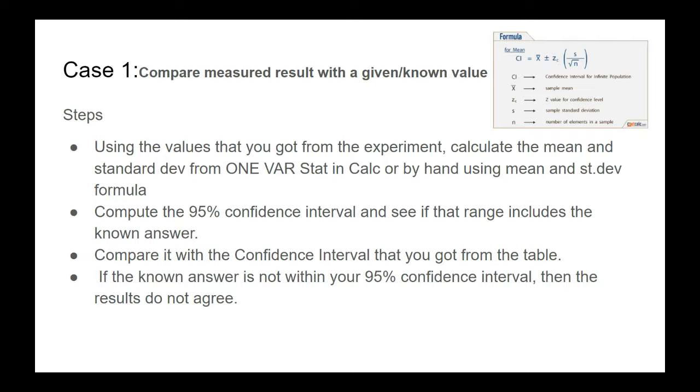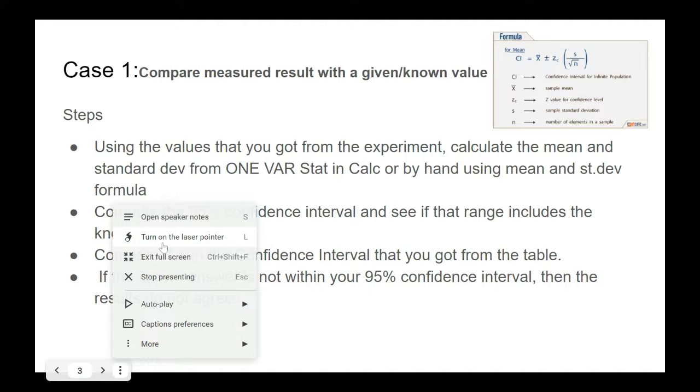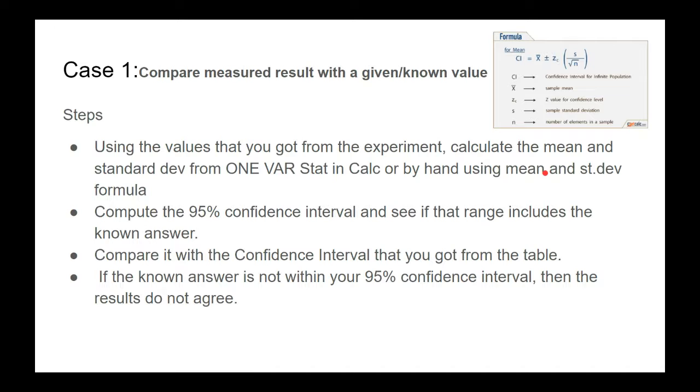So how do you do it? The first thing is, after you got the numbers from the data of your experiment, you need to calculate the mean and standard deviation, from the one-var stats in your calculator or by hand using the mean and standard deviation formulas. If you're still stuck on it, I would suggest going back to the previous video, where I talk in great detail about the mean and standard deviation formulas.